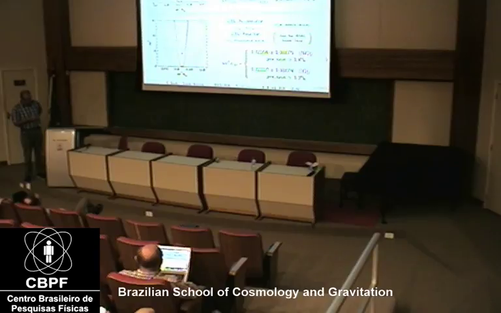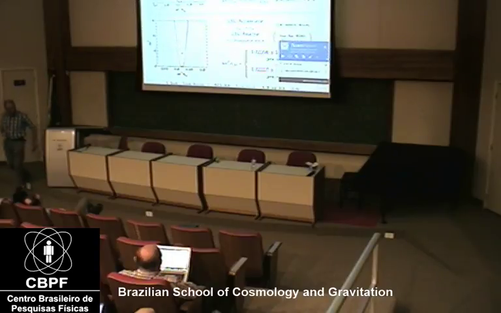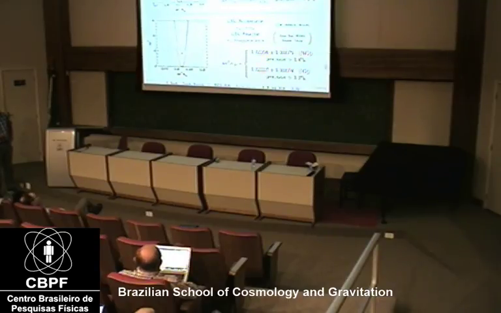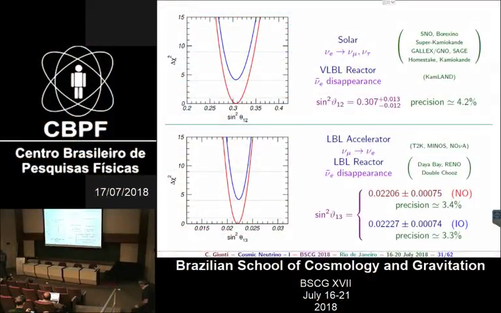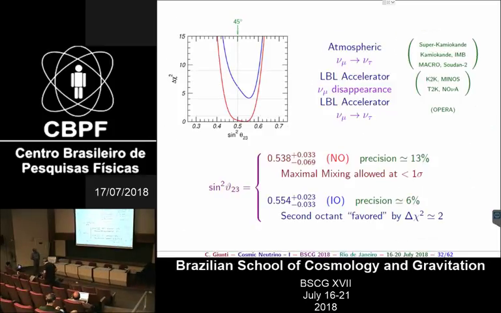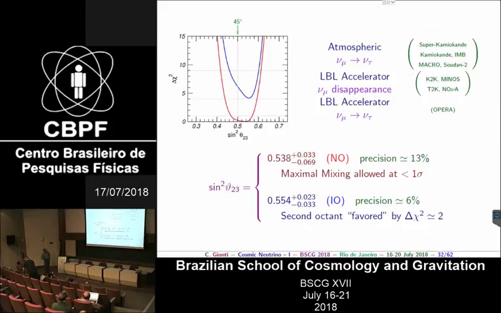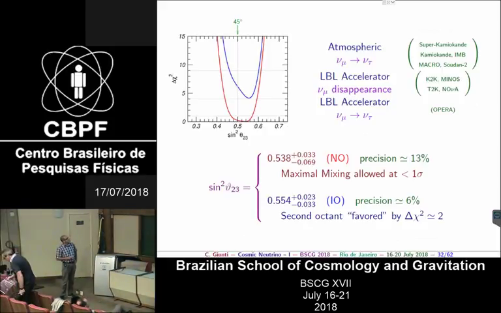For the determination of the mixing angles, these two mixing angles, theta 1 2 and theta 1 3, are determined in a rather good way. So the current precision for theta 1 2, the solar mixing angle, is about 4%. And for theta 1 3, the precision is about 3%. Not so good is the situation for theta 2 3. This is some sort of strange thing.